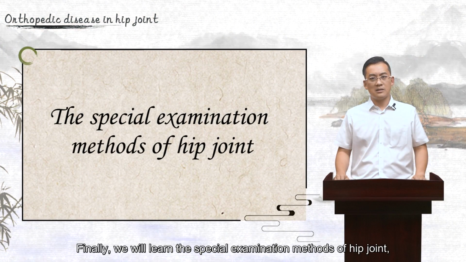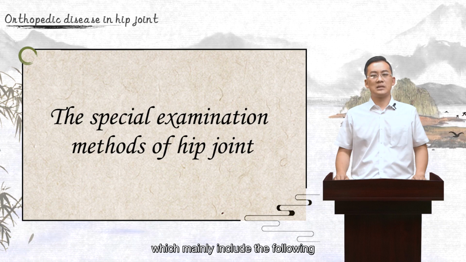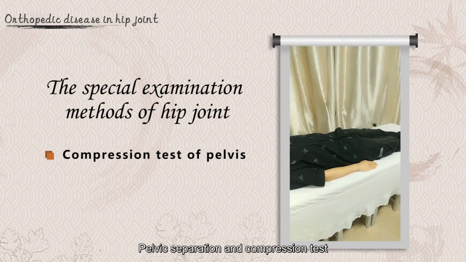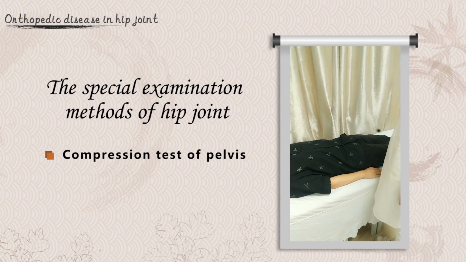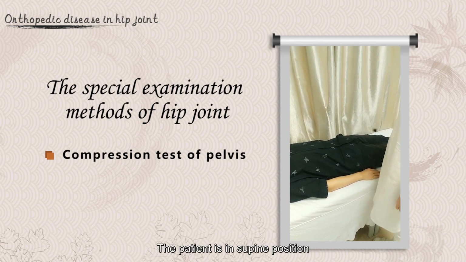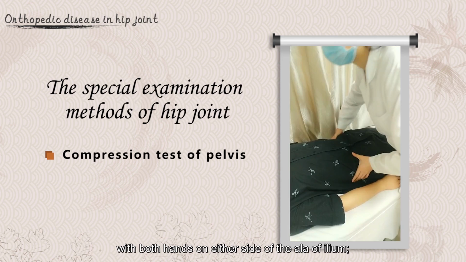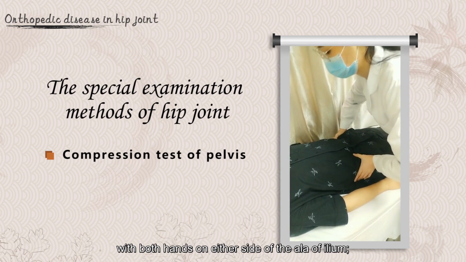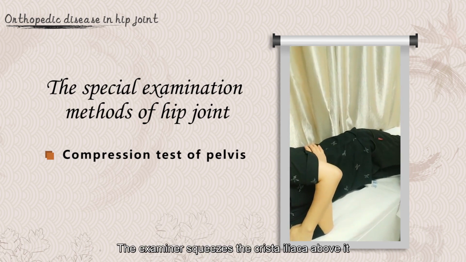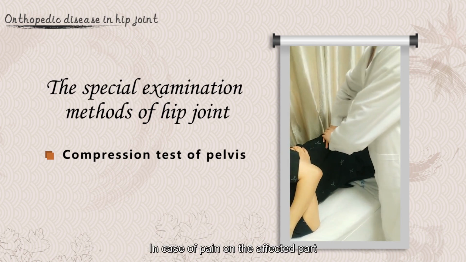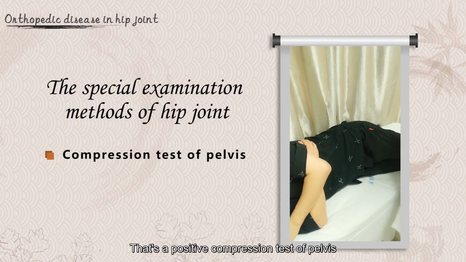Finally, we will learn the special examination methods of the hip joint, which mainly include the following. Pelvic separation and compression test. Compression test of the pelvis. The patient is in supine position. The examiner squeezes the pelvis towards the midline with both hands on either side, or the patient lies on the side and the examiner squeezes the crista iliaca above it. In case of pain on the affected part, that's a positive compression test of the pelvis.